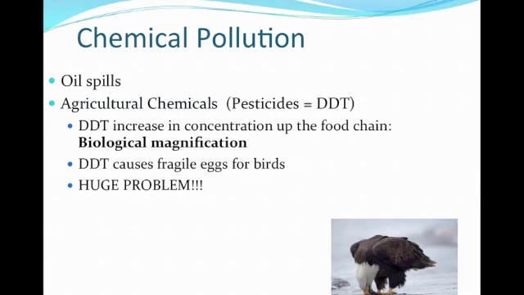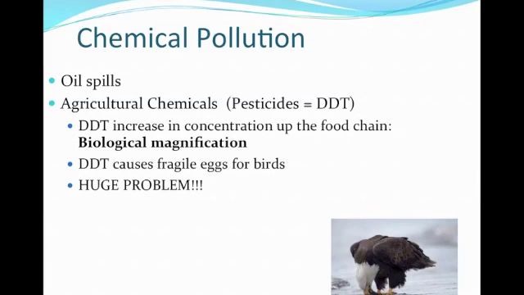which wouldn't kill the fish, but what happened was then the birds that would eat the fish, as seen in the picture, would increase concentration of DDT inside of them because they're eating a whole bunch of fish that just have a little each. So it increases in concentration as you go up the food chain, which is known as biological magnification. This DDT causes fragile eggs for birds, so therefore the birds wouldn't be able to actually reproduce.